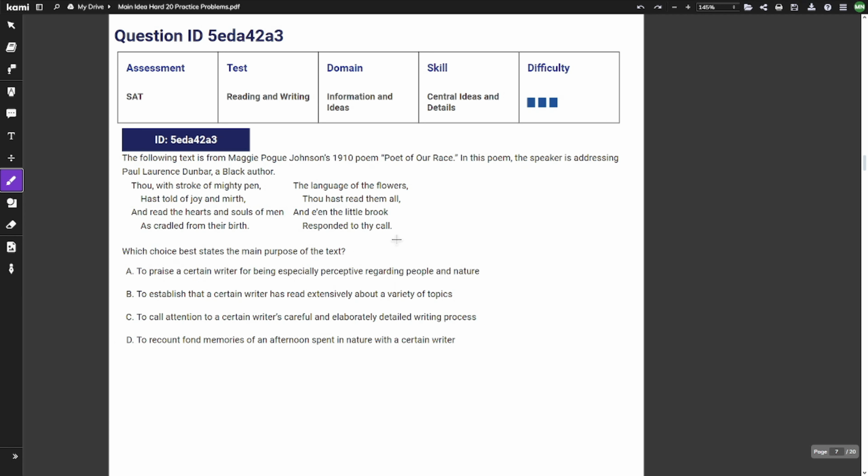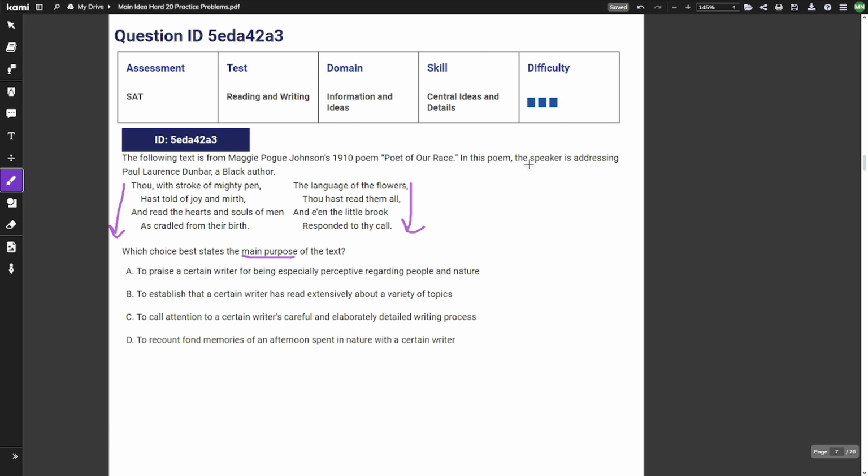Question number 7. Now, before you start reading, I just want to point out that you're going to read this chunk of text first, and then this chunk of text. Alright, feel free to pause and read. Okay, so here the question is asking us to find the main purpose of the text, but we're going to do the same thing that we've been doing, which is just summarizing it.